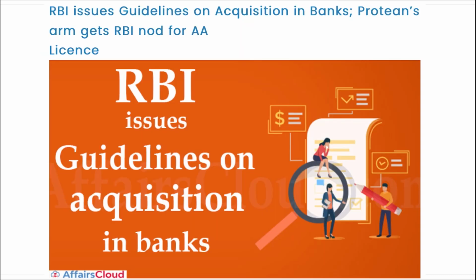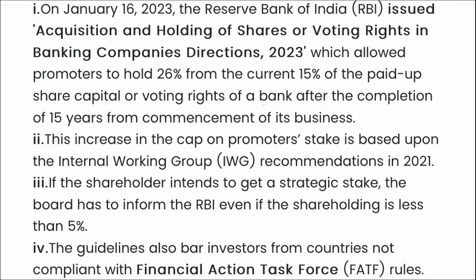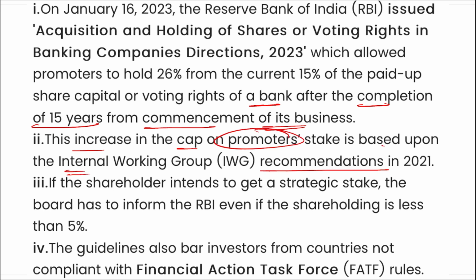All right. Next, RBI has issued guidelines on acquisition in banks. Protean gets RBI approval for the AA license, that is account aggregator license. I repeat, the Reserve Bank of India issued the Acquisition and Holding of Shares or Voting Rights in Banking Companies Directions 2023, which allow promoters to hold 26% from the current 15% of the paid up share capital of voting rights of banks after completion of 15 years from the commencement of their business. This increase in the cap on promoter stake is based on the internal working group's recommendations in 2021.